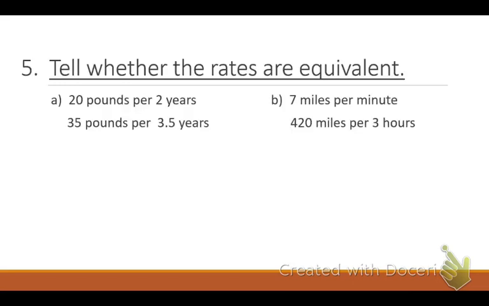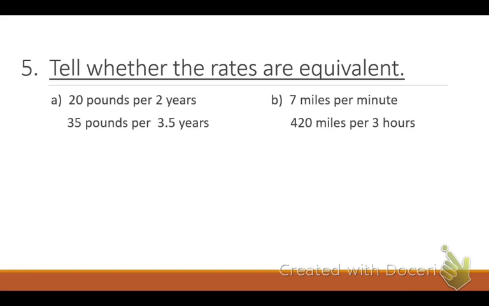All right, number 5 says to tell whether or not the rates are equivalent. Guys, what does equivalent mean? Equal. I want you to raise your hand if you think these look equal. 20 pounds per 2 years and 35 pounds per 3.5 years. Raise your hand if you think, yes, they look equivalent. Raise your hand if you say, no, you don't think they are equivalent. All right, we're going to find out.